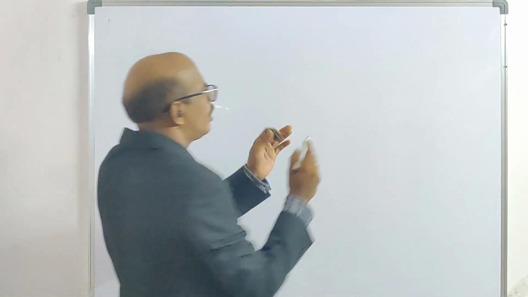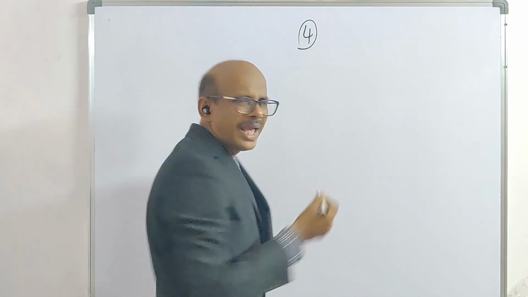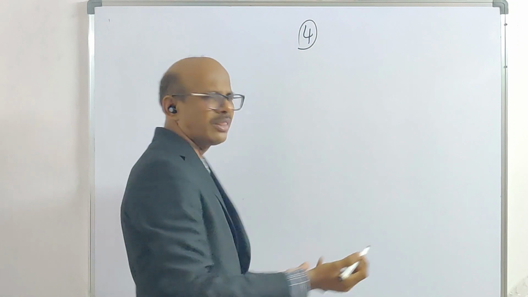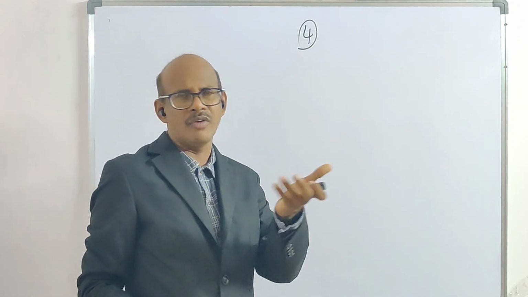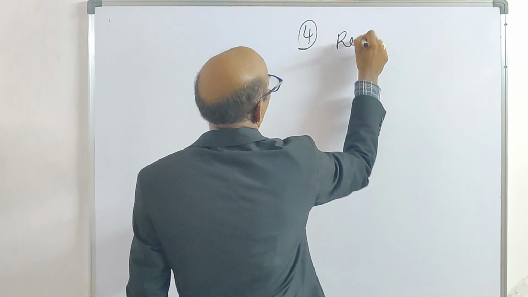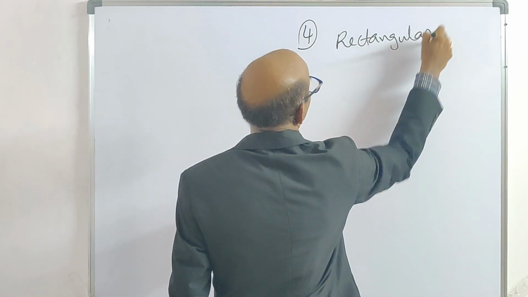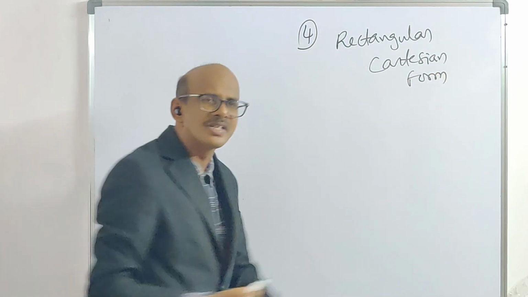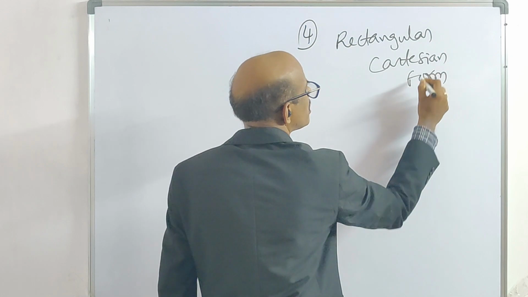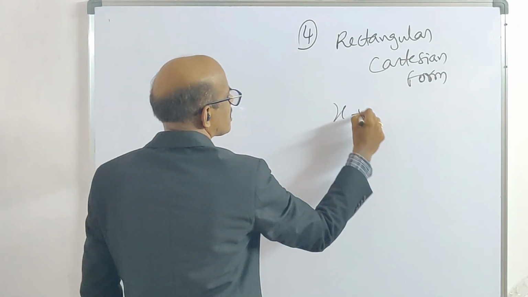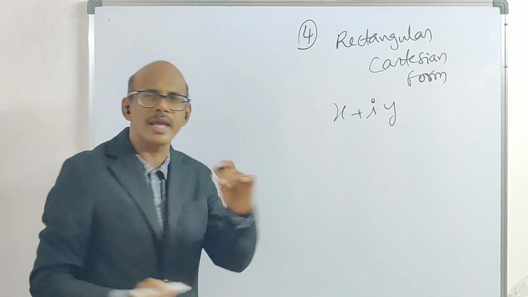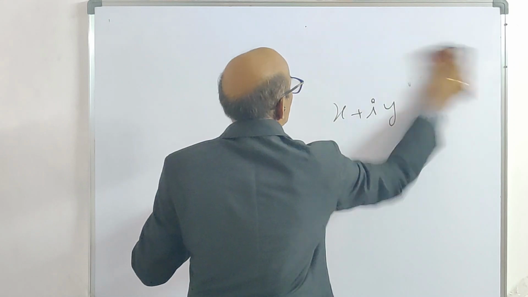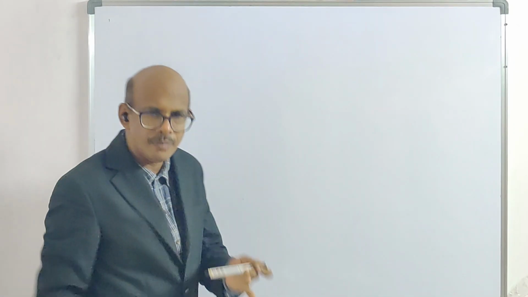Now I am entering into no order. According to my convenience, for my students' understanding, I divided them into 10 forms. Nothing secret in dividing the forms. Okay, the fourth one, rectangular Cartesian form. Already in the definition itself it is there. x plus iy is called the rectangular Cartesian form. I think you got my point. Okay, next one.